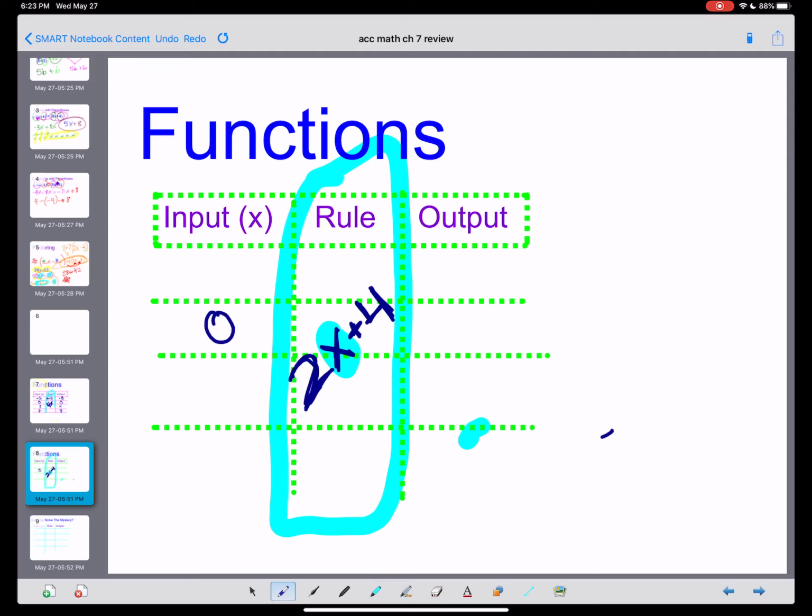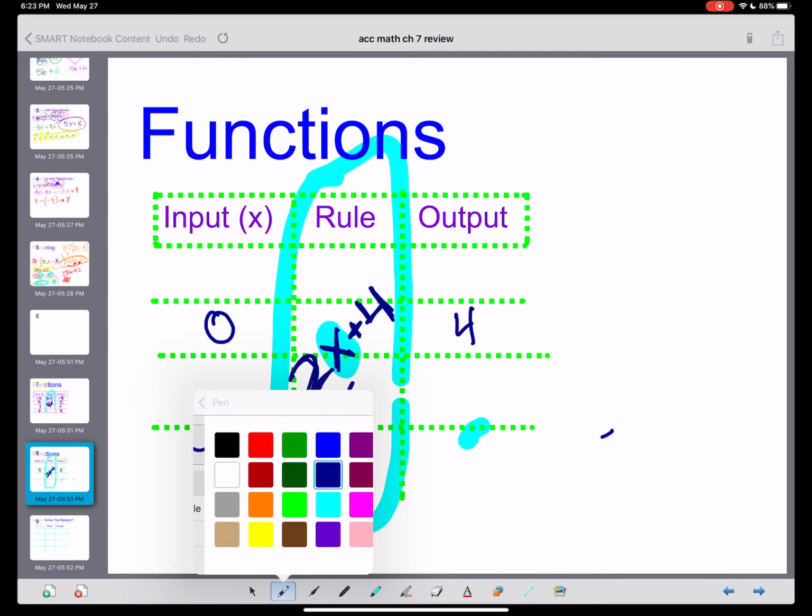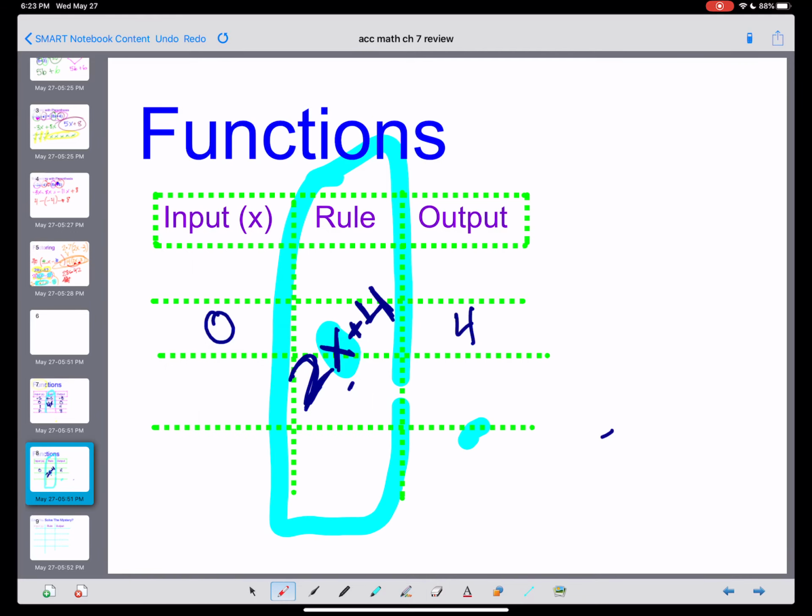Let's start again on the second line with 0. If x is 0, 2 times 0 is 0, plus 4 would be 4. So our input would be 0, and our output would be 4. Now let's say our rule of 2x plus 4, let's say our input is 1. We would get 2 times 1, which we know is equal to 2, plus 4, which would give us an output of 6.